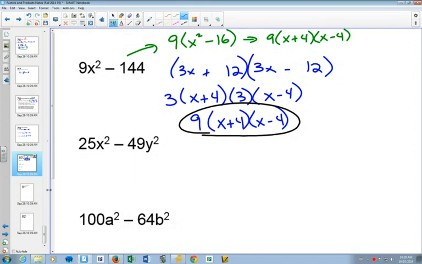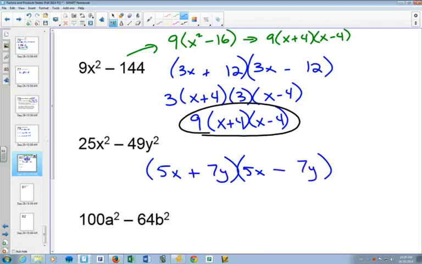All right, we've got a difference. We've got a perfect square. So it'll be 5x and 5x, 7y and 7y, one positive, one negative. No common factors. It's good.